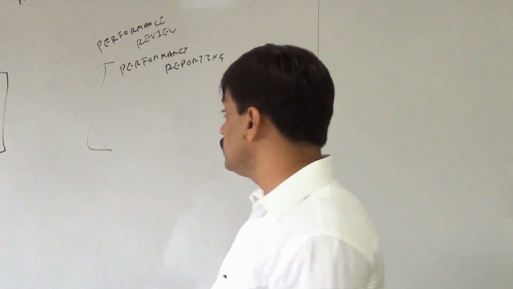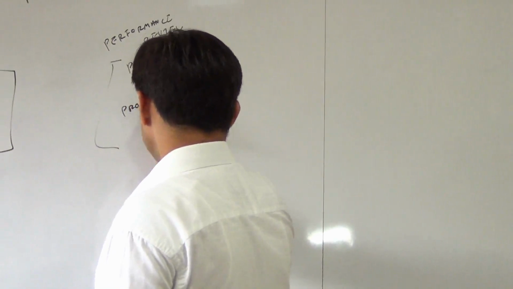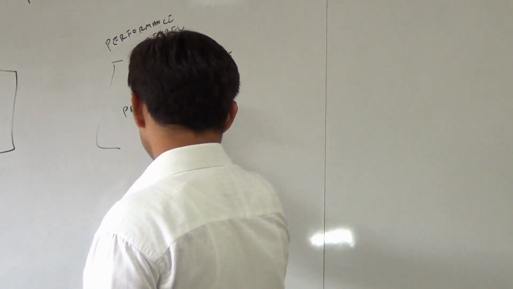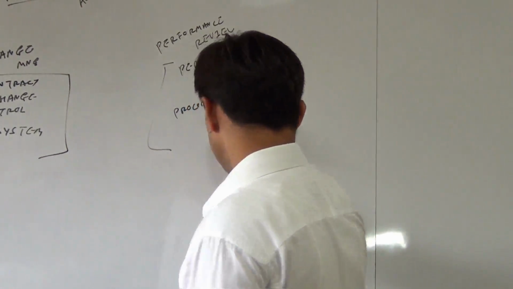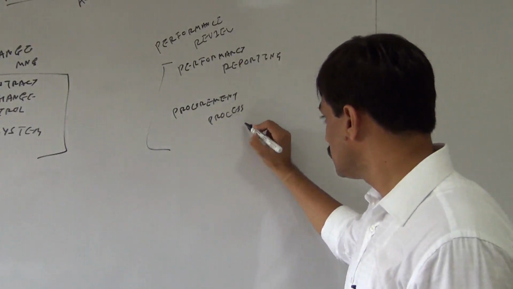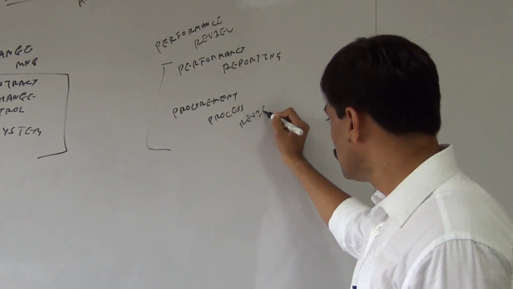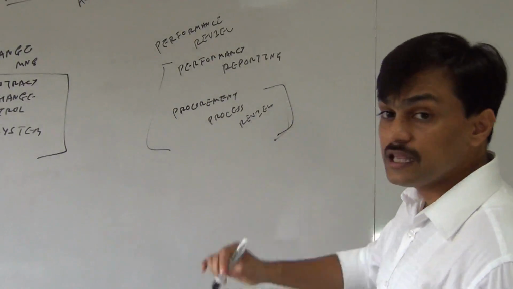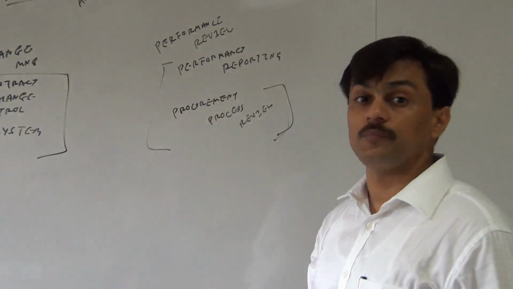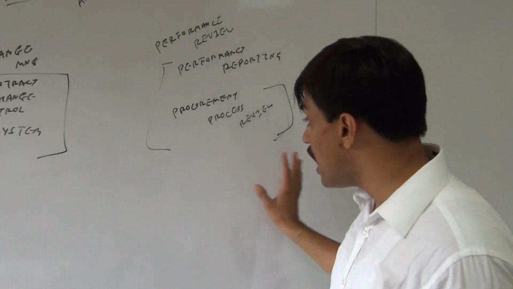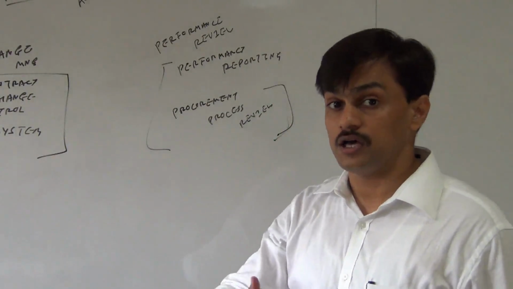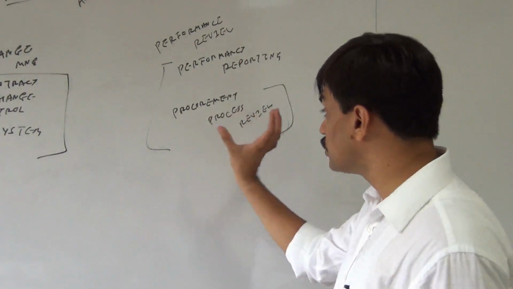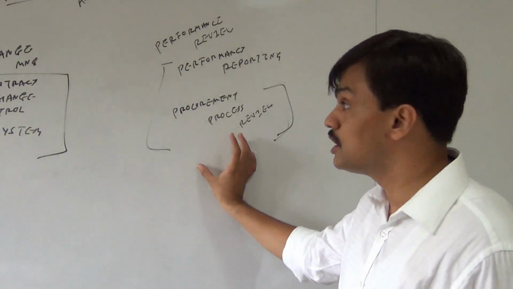We also have one more performance review tool and technique which is more about procurement process review. This particular tool is all about reviewing the effectiveness of a procurement process. So how well our procurement process is performing is getting reviewed in a procurement process review.